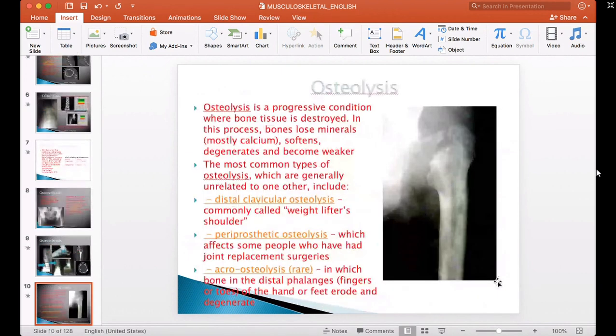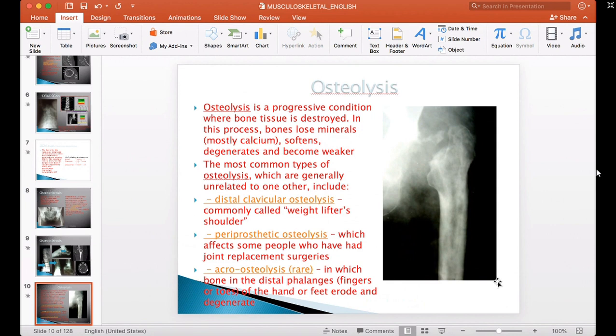So in osteolysis, we have a progressive destruction of the bones, of the bone tissue, and in this process, the bones lose minerals, mainly calcium, and they get softened, they degenerate, and they become weaker. So fractures can occur more easily.